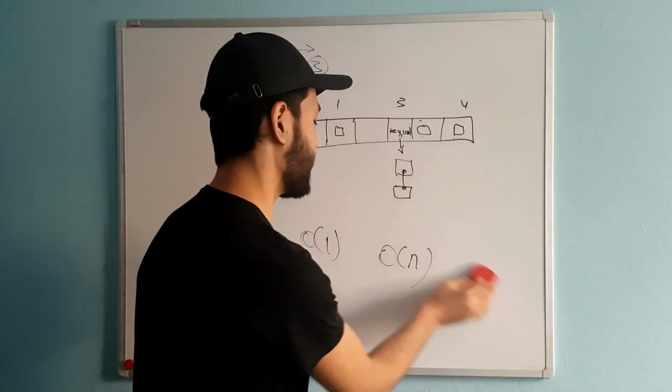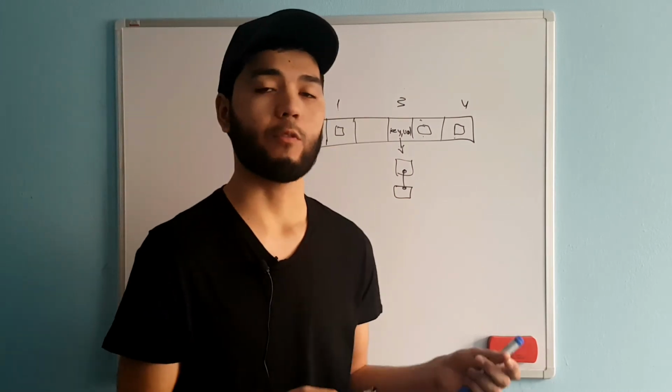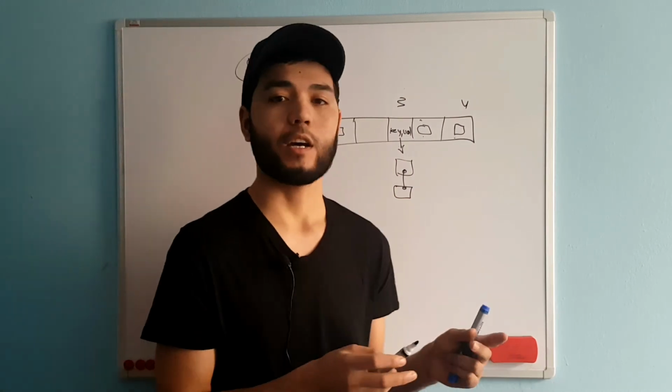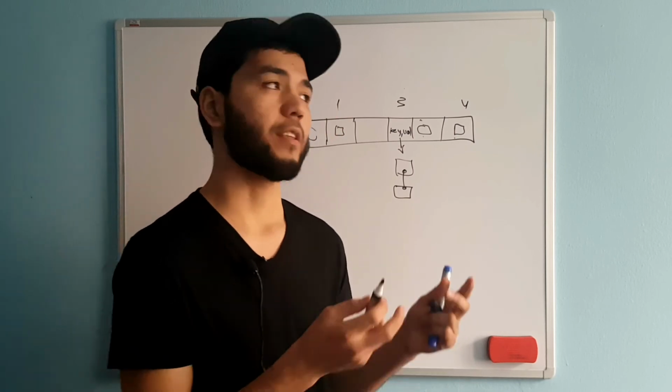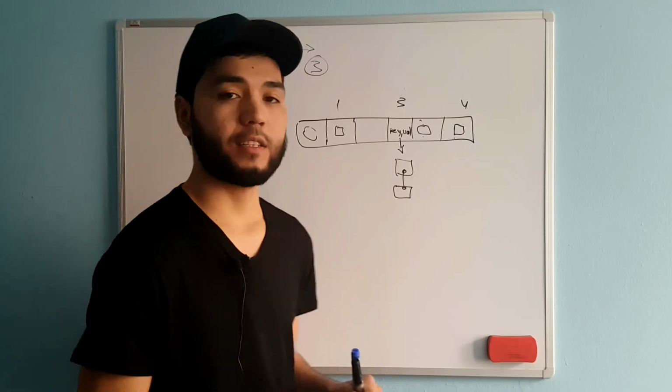And a hash table in programming languages: in Python we have a dictionary, in Java we have a HashMap, and in JavaScript we have an object. Okay, let's jump into VS Code.